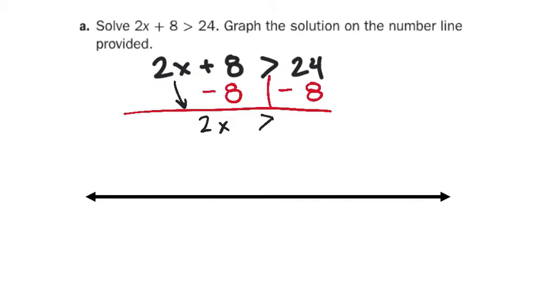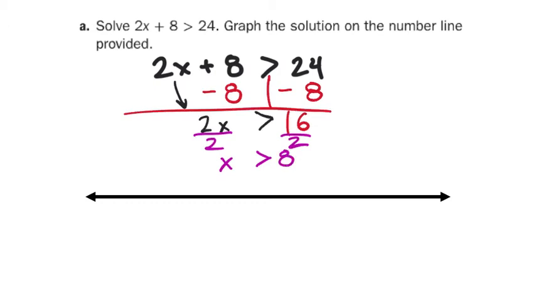Of course, this will not affect the inequality here, but 24 minus 8, that's going to give us 16 there. The last step is to divide both sides by the 2. If the coefficient were a negative, I would flip that inequality, but it's not, so I don't. So I get x is greater than 8.